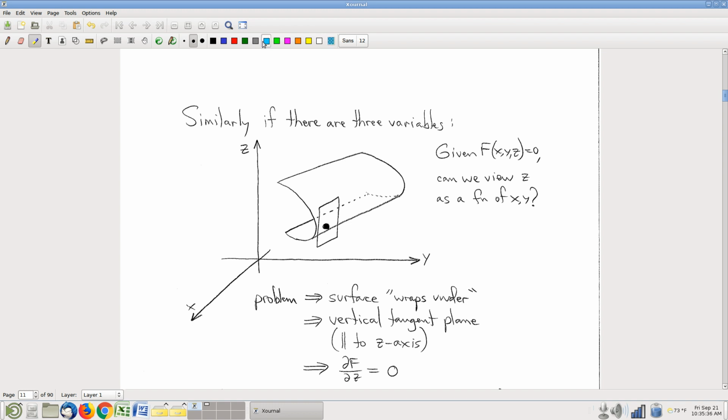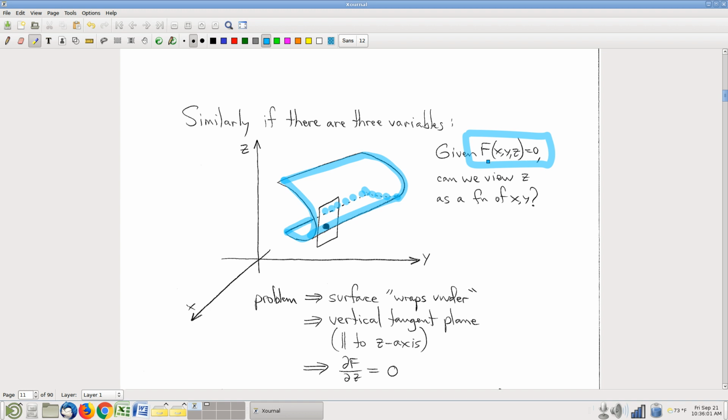Suppose we are looking at a level set of a function of 3 variables. Okay, now we're looking at a surface in space. Can I view this surface as locally being a graph? I know it's a level set. Can I reinterpret it as a graph?